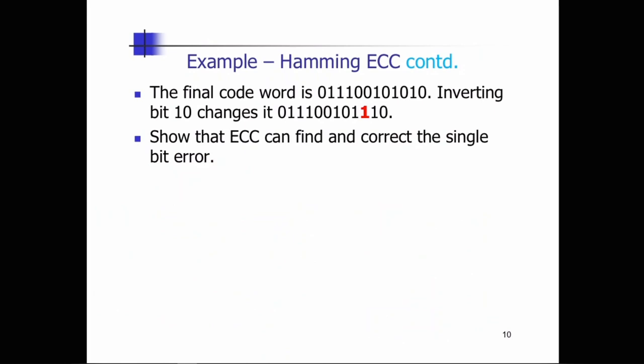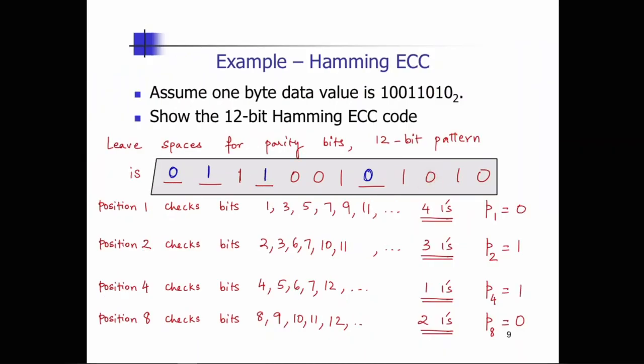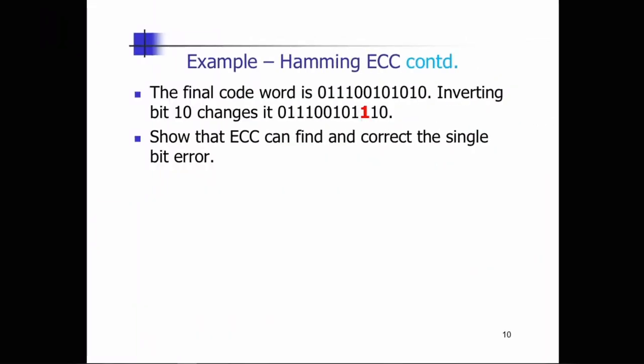Let's see, the final code word written on this slide is the same as the one that we derived in the previous example. Now we are assuming that the memory had some sort of a problem and we accidentally had a bit error on bit 10. So that particular bit 10, because we have 12 positions here, that's 12, 11, 10. That bit 10 has changed. Earlier it was a 0. Now it flipped to a 1. So I'm showing the error in red. So if that is the case, let us see if we can actually go through this Hamming ECC steps to actually find and correct that particular error.